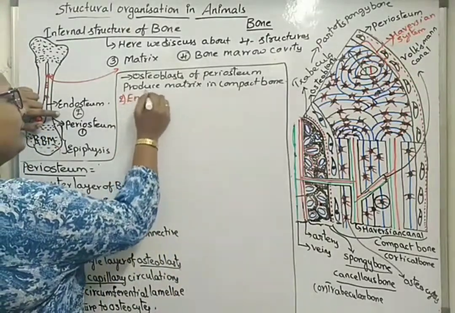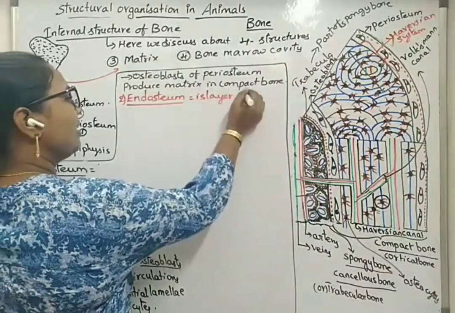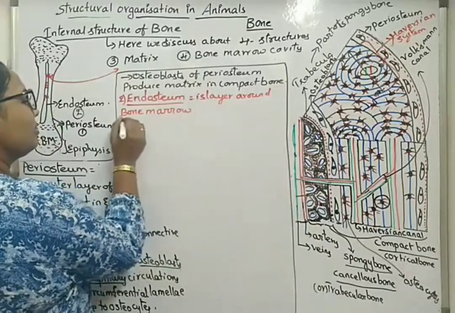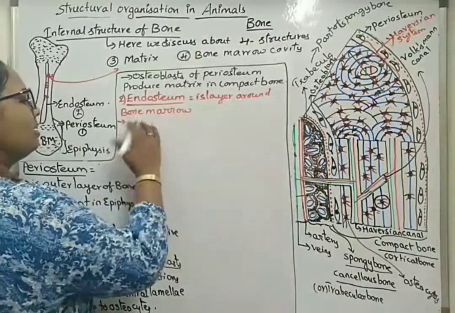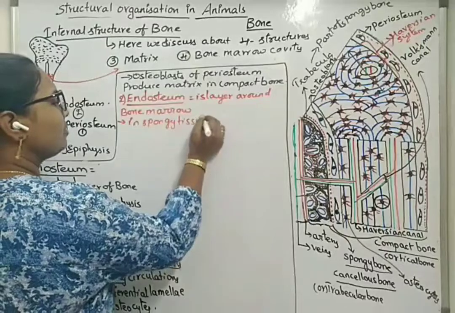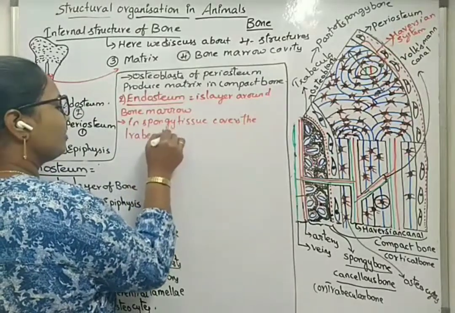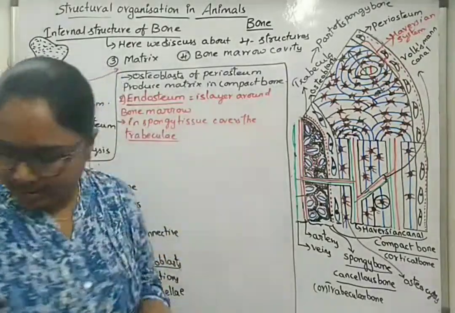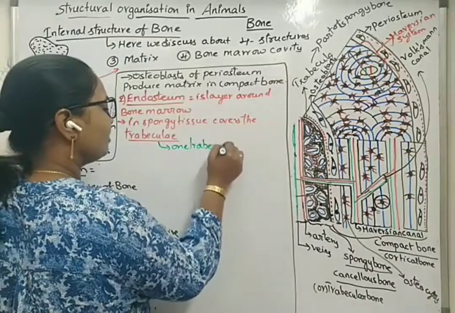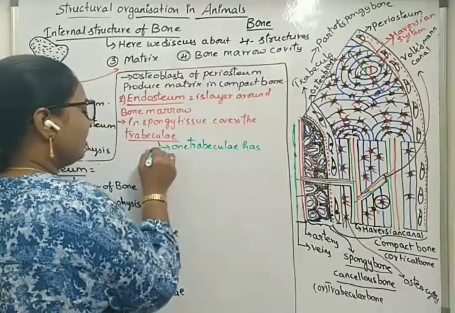Second one, endosteum. Endosteum is the layer around bone marrow. Endosteum in spongy tissue covers the trabeculae. You write one more point regarding trabeculae. One trabeculae has many lamellae, I have given you the diagram previously, you can go through that.